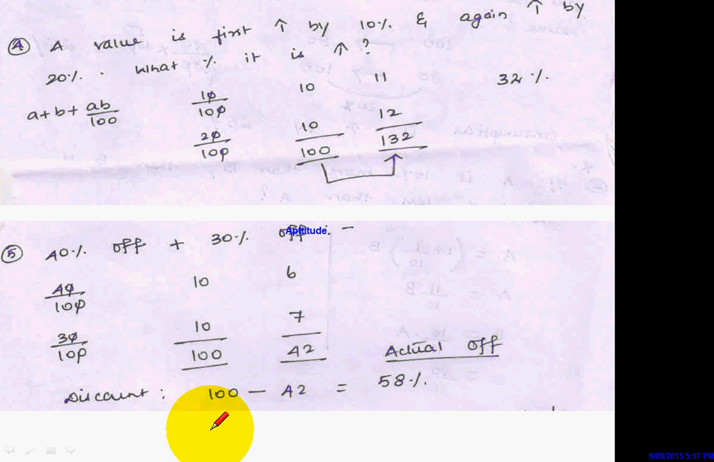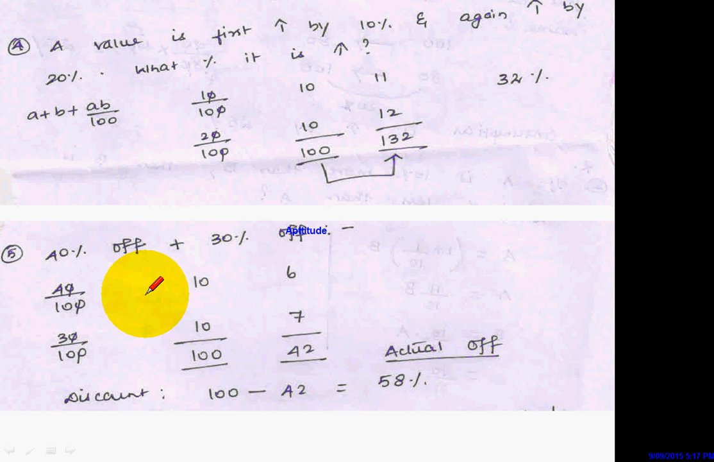Next, there is another question called 40% off plus 30% off. Likewise, they are offering continuous discounts. First, initially they are offering a 40% discount, then they are offering a 30% discount. And I cannot say that it is 40 plus 30, that is a 70% discount. No, it is not the right one. So, how to calculate the net effect or the actual offer?